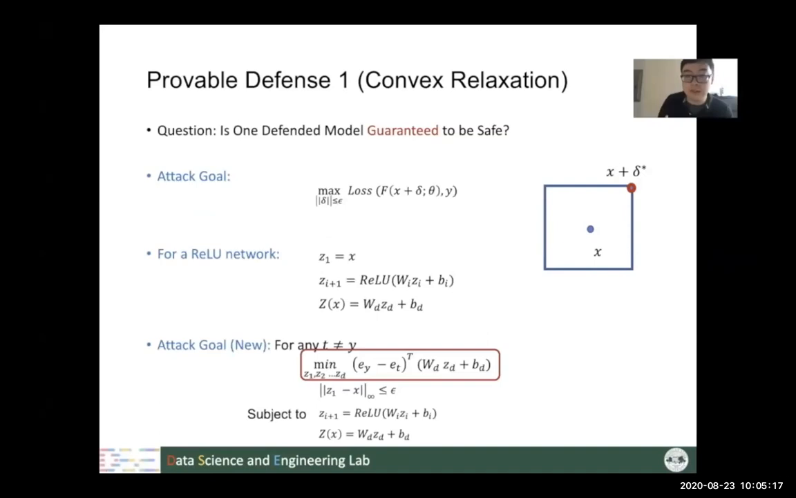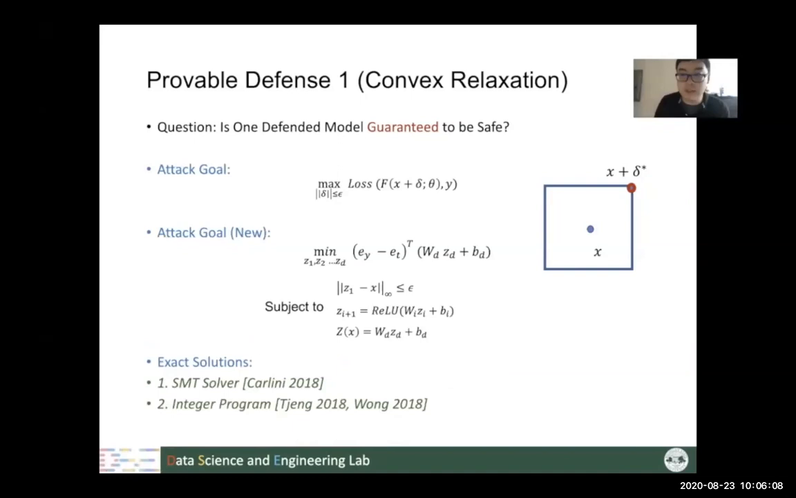If you are familiar with the CW attack, we can also formulate our attacking goal this way. For any label t which is not the correct label y, we want to minimize this term, which means we want the score of the last layer on the correct label to be as small as possible, and the score on a wrong label to be as big as possible. At the same time, it is constrained by our perturbation constraints.